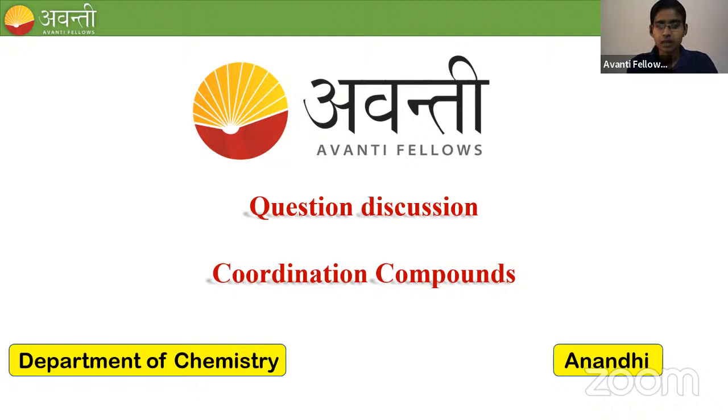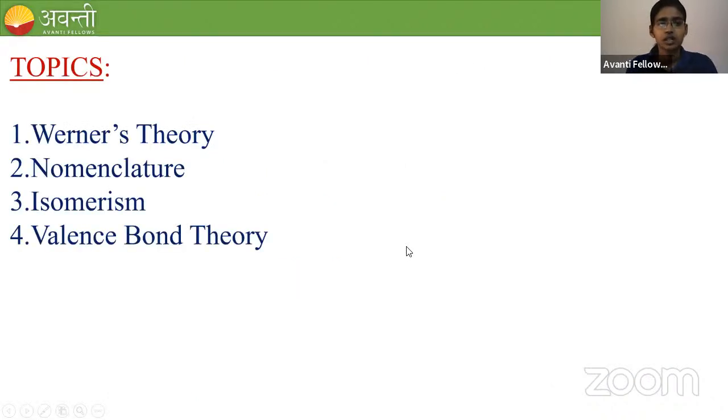Today we are going to discuss coordination compounds questions. My name is Anandi, and let's start with the first question for today's class. In today's session, we are going to cover the given four topics which you can see on the screen. They are Werner's theory, nomenclature and isomerism, and valence bond theory. Crystal field theory, the color of coordination compounds, and metal carbonyls are not discussed today. So we are going to see questions from these four topics.